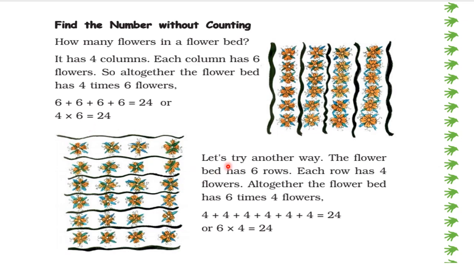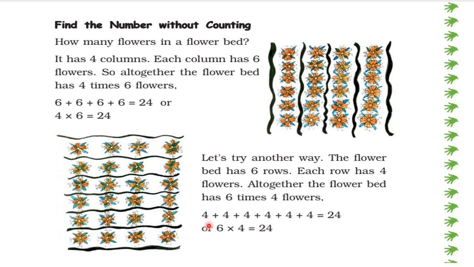Okay? Now let's try another way. Now we have seen the vertical line, the standing line, which is called a vertical line also. Now let us see the horizontal line, or we can say sleeping line. Whenever we count in a sleeping line, the sleeping lines are called rows. Okay. Let us try another way. The flower bed has 6 rows. See, 1, 2, 3, 4, 5 and 6 rows are there. Okay. Each row has 4 flowers. Let's count 1, 2, 3 and 4 flowers. So, how many rows are there?